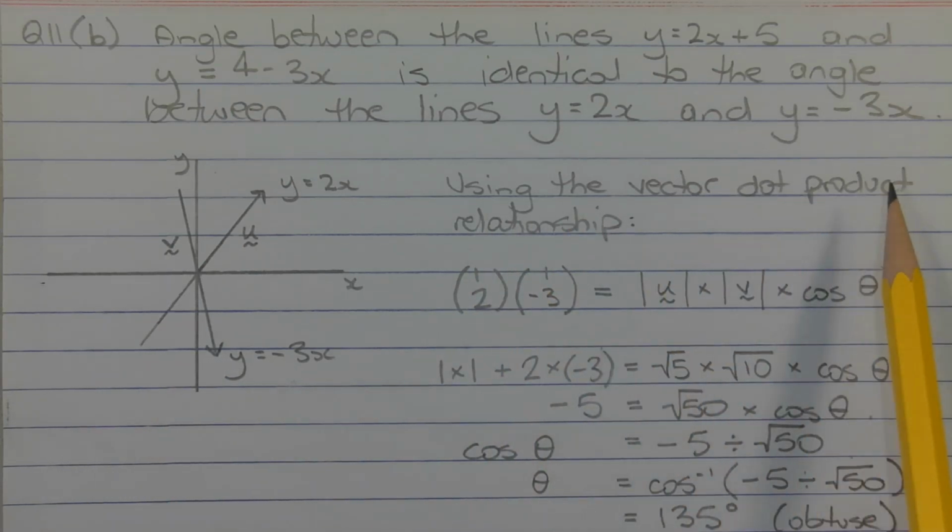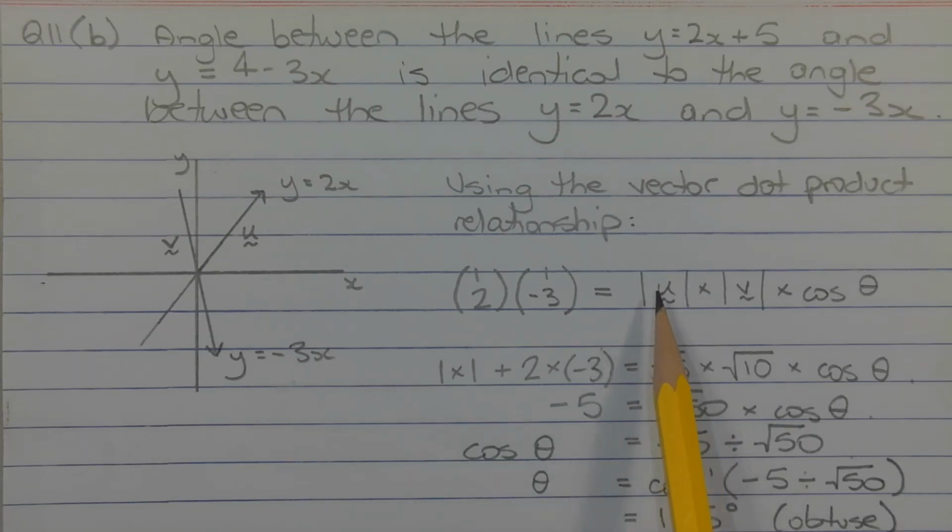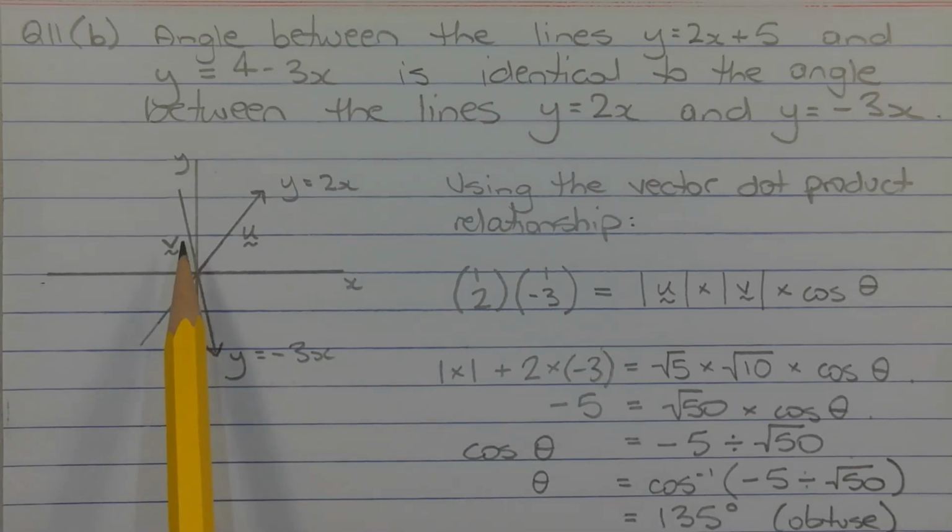Now, using the vector dot product relationship, we have vector u times vector v in component form being multiplied together is equal to the magnitude of vector u times the magnitude of vector v times cos theta. And theta represents the angle, either acute or obtuse, between the two vectors. So depending on the angle theta that we obtain, if it's obtuse, we'll need to find the equivalent acute angle between those lines. Now we can see here that one of the angles will be obtuse and the other angle will be acute. So we can find either one depending on which angle we're after.